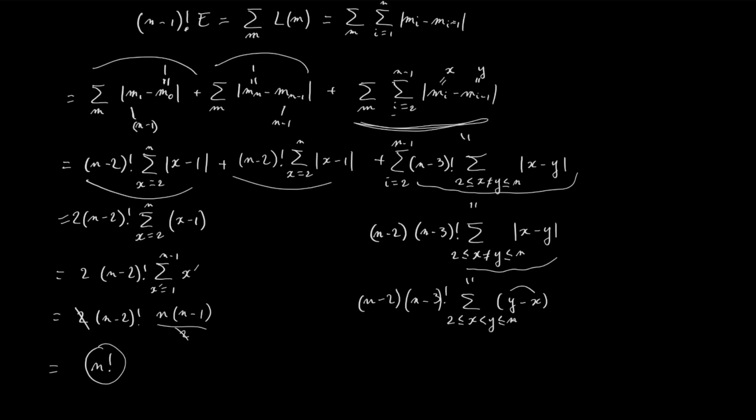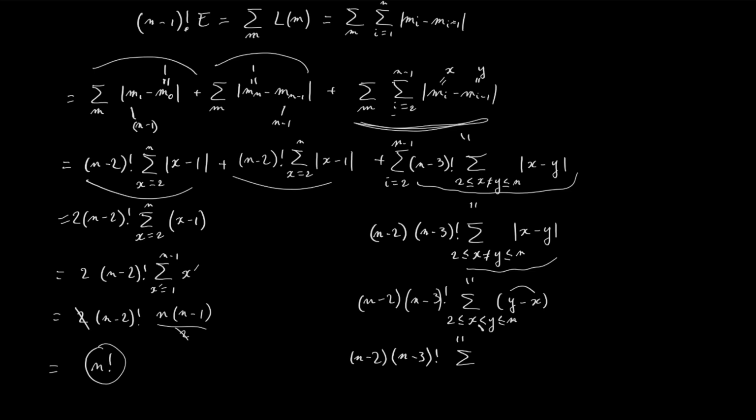Note also that it doesn't really matter if we assume that sometimes x is equal to y, because in that case we are summing 0, so whether we write that x must be strictly lower than y or lower or equal to y, it doesn't really change the sum, so we can put a lower or equal here. And so we can write that this sum is equal to n minus 2, n minus 3 factorial of the sum.